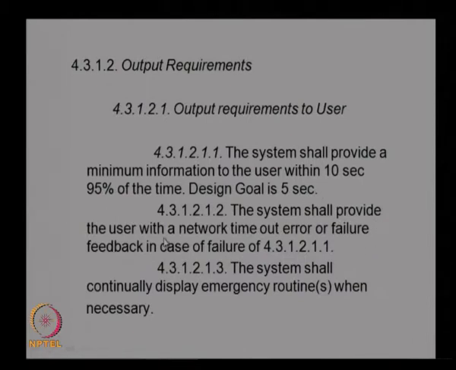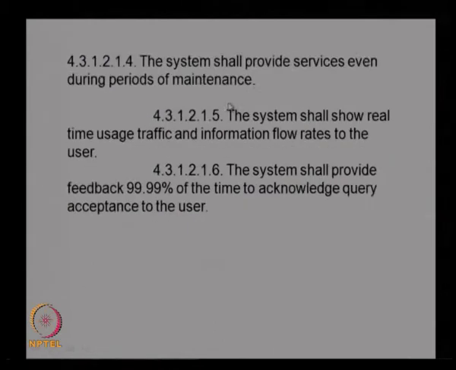The system shall provide the user with a network timeout error or failure feedback in case of failure. So it should give an output specifying what the feedback should be about the network timeouts, and the system shall continually display the emergency routine when necessary. The system shall provide services even during periods of maintenance. So that is another requirement: during maintenance also some services should be provided. The system shall show real time usage, traffic and information flow rates to the user, and the system shall provide feedback 99.99% of the time to acknowledge query acceptance to the user.